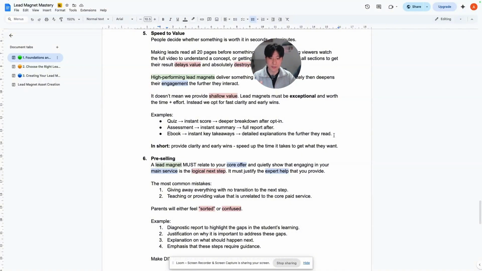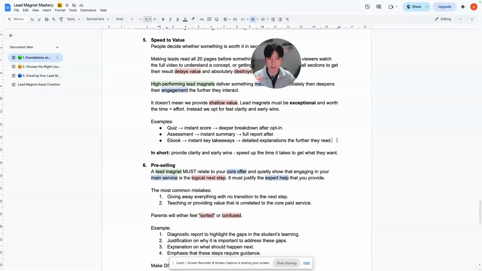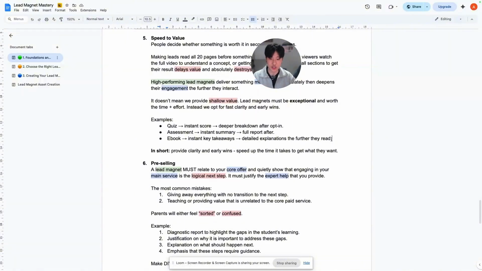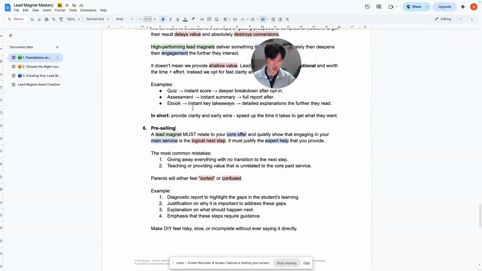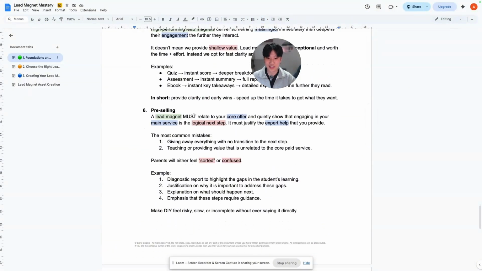So it's another element of segmentation that we can have by providing the speed to value. Only the call to action that's at the end, where if they engage in the entire lead magnet, they can express their interest, then that's an opportunity for you to segmentize, I don't know if that's a word, but essentially have a segmentation of the hard workers and the instant movers. So in short, you want to provide clarity in your early wins, and you want to speed up the time it takes to get what they actually want. It might seem a bit contradictory, but let me tell you, that is the truth.